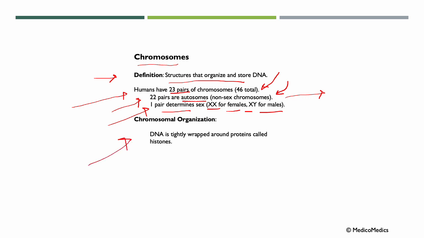Now, DNA is tightly coiled around histone proteins, and this forms something called chromatin, which further condenses into chromosomes during cell division. And this compact structure ensures DNA fits within the cell nucleus while allowing controlled gene expression.